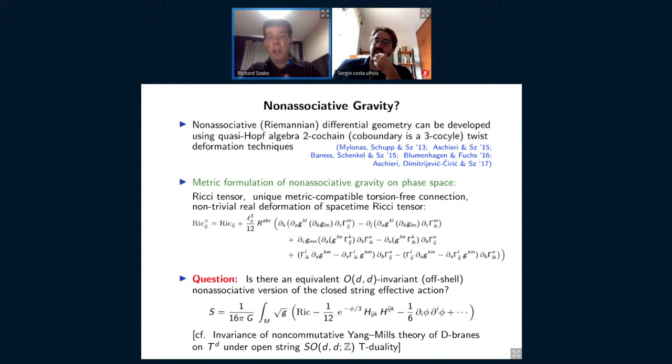And what you would ultimately like to find is some equivalent non-associative version of the closed string effective action, which captures these corrections and also has this kind of O(d,d) symmetry. This symmetry is related to T-duality, which I haven't said a lot about in this talk, but these non-geometric backgrounds are, in some examples, really a prediction or a consequence of applying T-duality to simpler geometric backgrounds. Just as we know that non-commutative gauge theory on a D-brane is invariant under open string T-duality, you can ask, can we find an effective non-associative version of the closed string gravity action which has that symmetry?